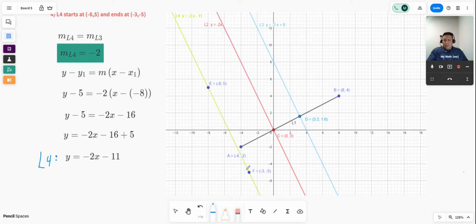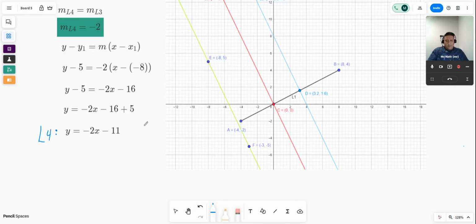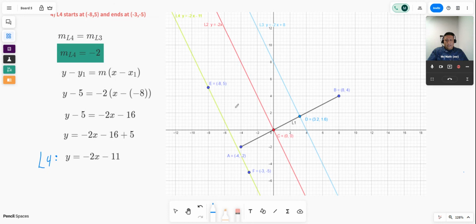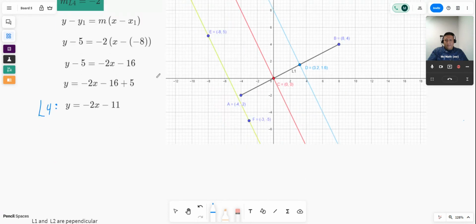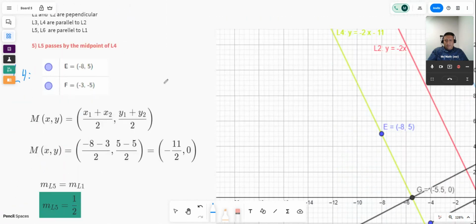Okay, between these 2 points, line 4 is parallel to line 3. Therefore, line 4 should have the same slope, which is -2. We use the general formula, and we find the equation. Negative 2x minus 11 is right here, line 4. Okay, let's go to line 5. So the graph is getting bigger and bigger.